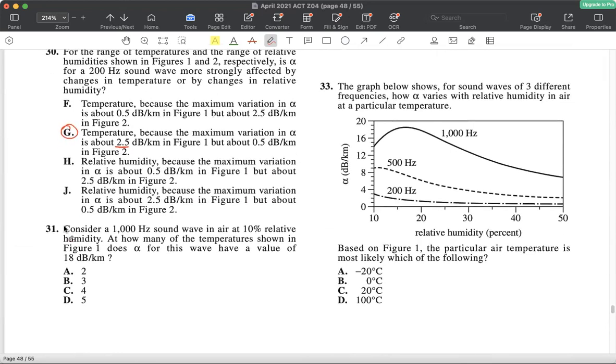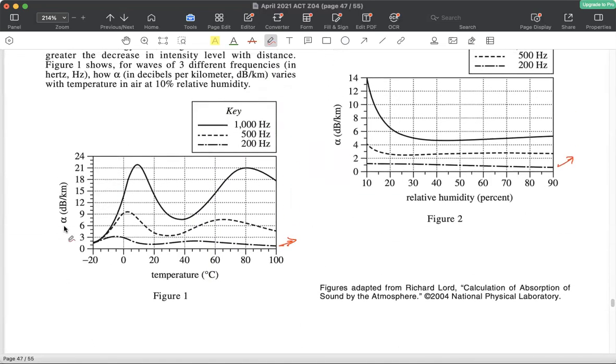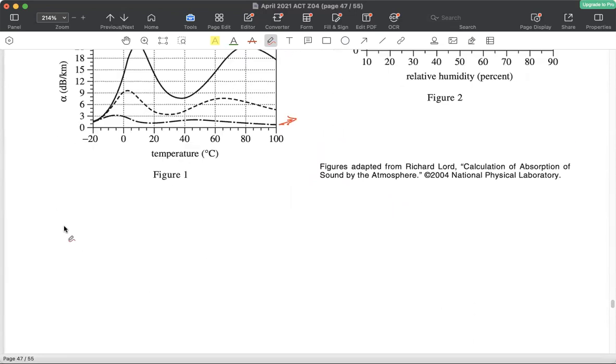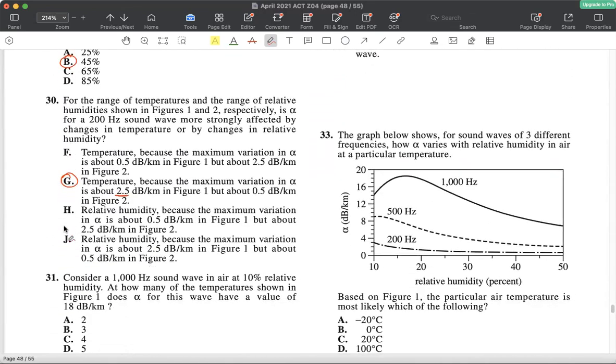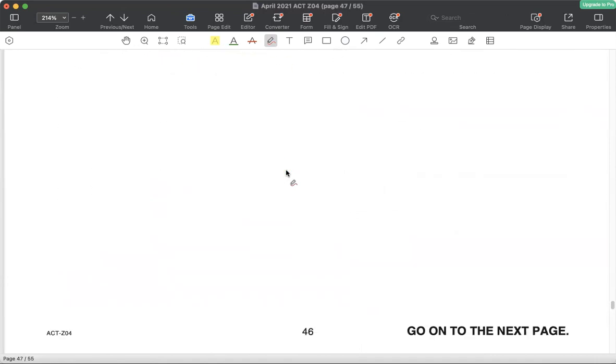Okay, consider a 1000 hertz sound wave in air at 10% relative humidity. At how many of the temperatures shown in figure 1 does alpha for this wave have a value of 18 decibel per kilometer? Okay, so a 1000 hertz sound wave at 10%, for how many temperatures? 18 decibels. Okay, so 18 decibels is this line. Right, so how many? 1, 2, 3, 4. There are 4 temperatures at which that happens.